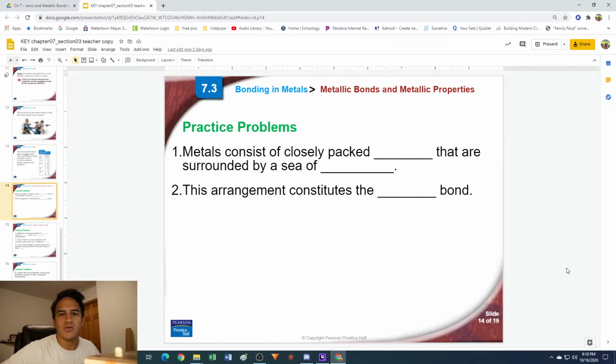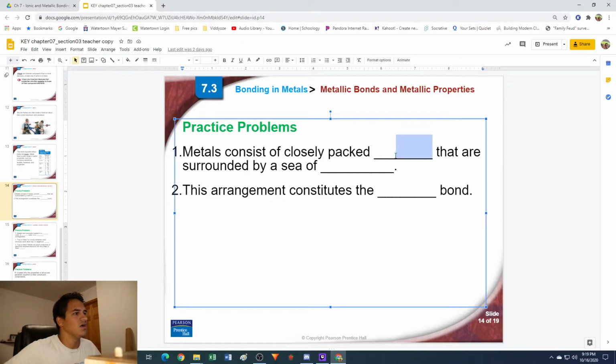In this video, we're going to be going through the chapter 7.3 practice problems. All right, starting here with number 1, it says metals consist of closely packed blank that are surrounded by a sea of blank. So this is going to be metals consist of closely packed metal atoms that are surrounded by a sea of electrons.